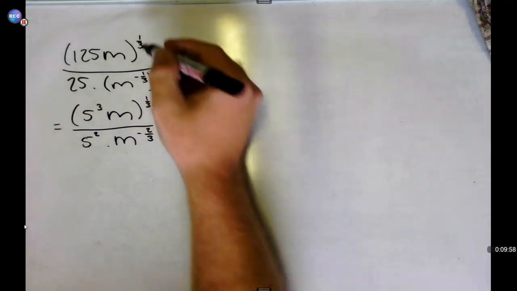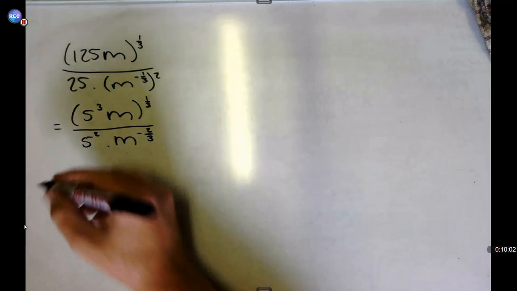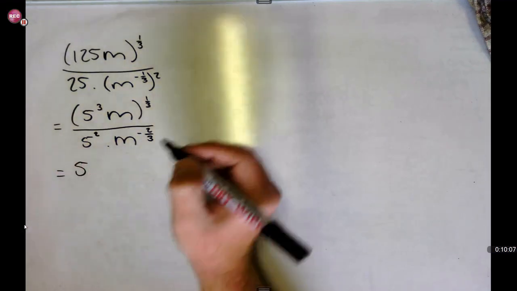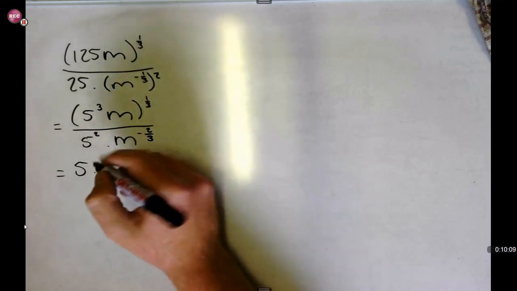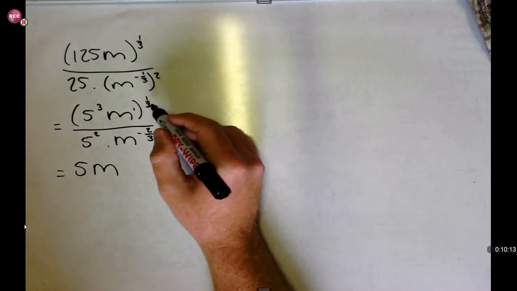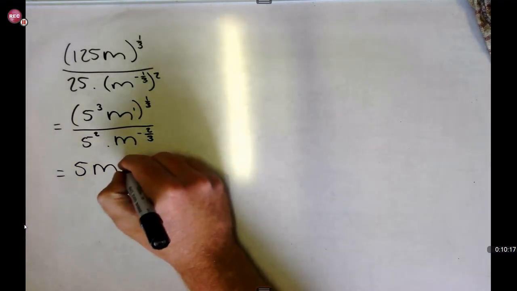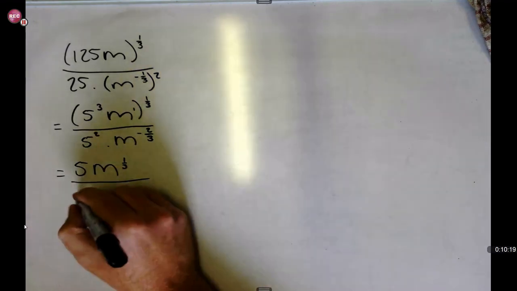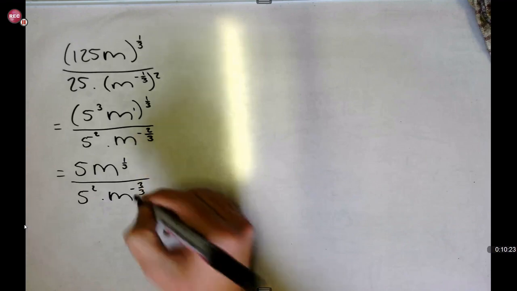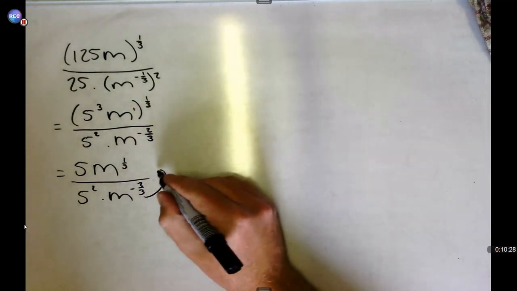Now we're going to solve the top quickly, and then we'll take it further. So 3 times a third gives me 1, so you just write the 5. Then for m, there's always a 1 there. So 1 times 3 will give me a third. And then obviously at the bottom you've got 5 squared times the m to the power of negative 2 over 3. This is law number 6. You need to take this up to the top.